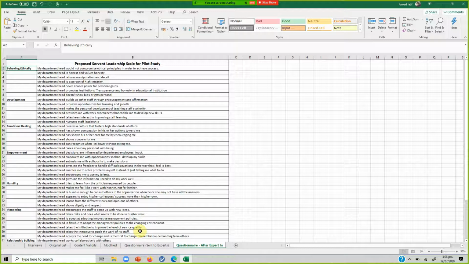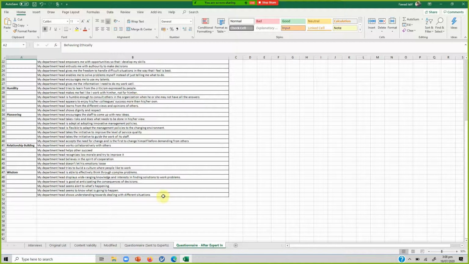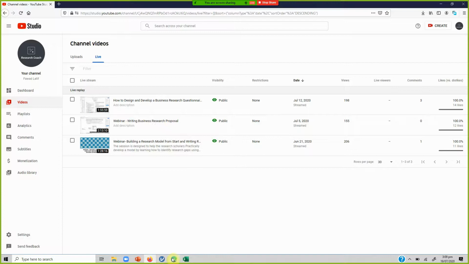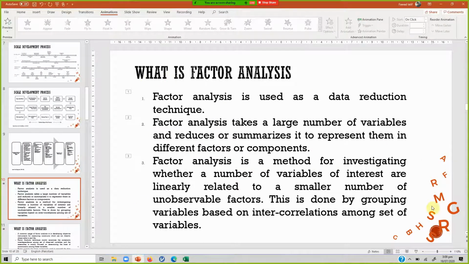So once you have got the items for your pilot study, and you have distributed the questionnaire and asked the respondents to fill it in, and now that you have got the data and entered it into any software, maybe SPSS, maybe MATLAB, maybe LISREL, maybe Mplus, or any other software, Jamovi that we are going to use today, the next very important step is your factor analysis.